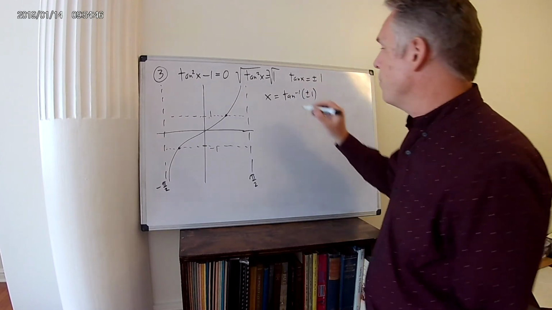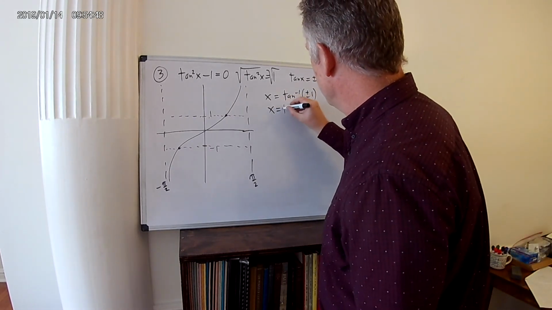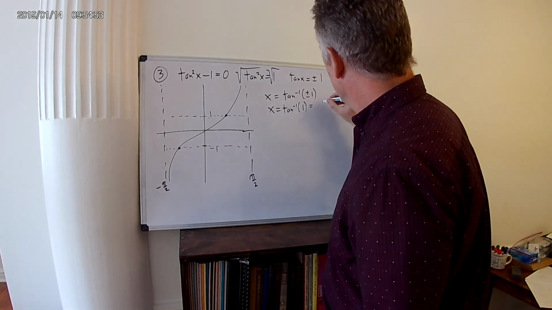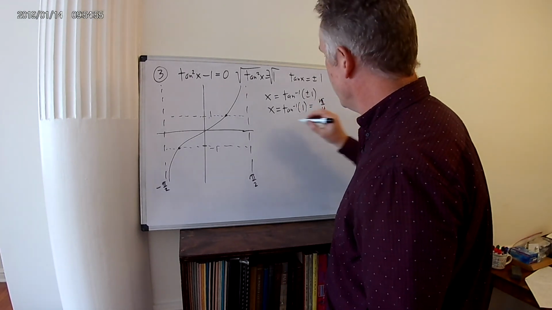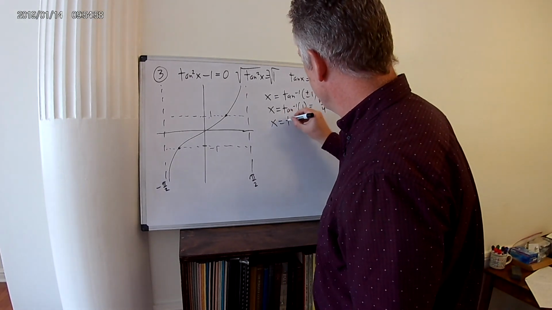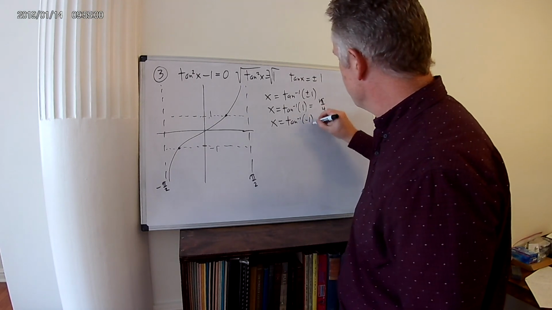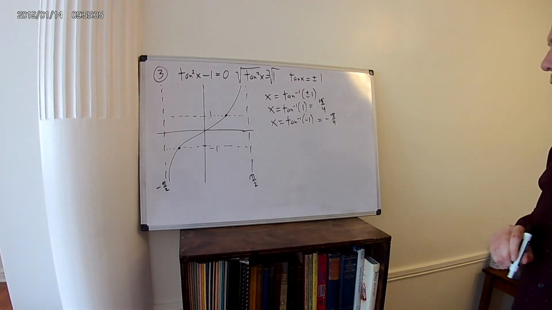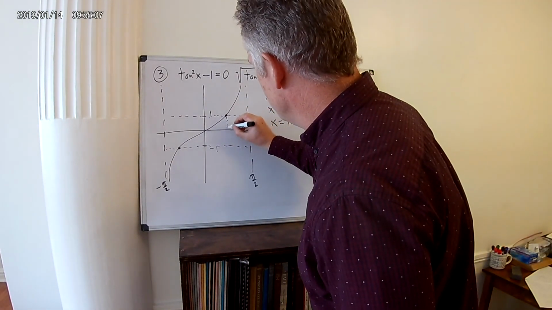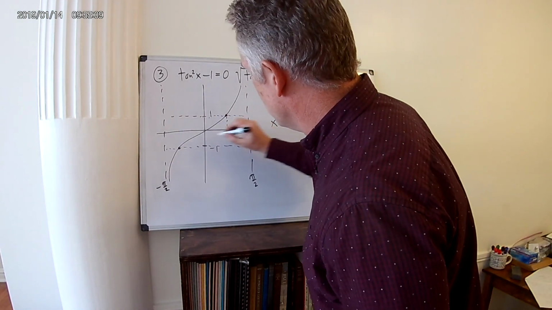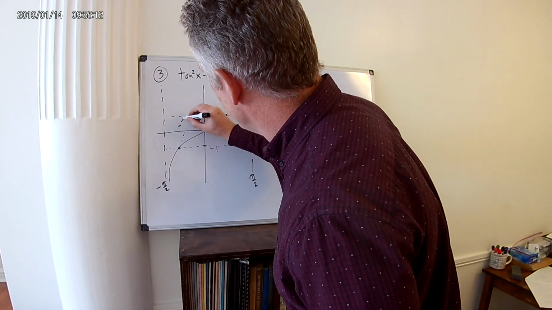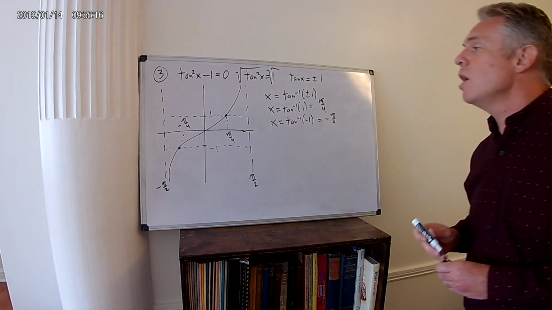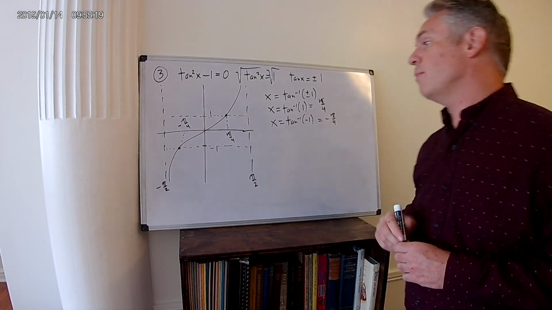Let's consider each separately. So one value of x is the inverse tangent of 1, which equals pi over 4. The other value of x is the inverse tangent of minus 1. That equals minus pi over 4. Those are my two solutions. These two points are pi over 4 and minus pi over 4. Those are my two solutions to this equation. So sometimes you might have more than one principal root. This is a good example.